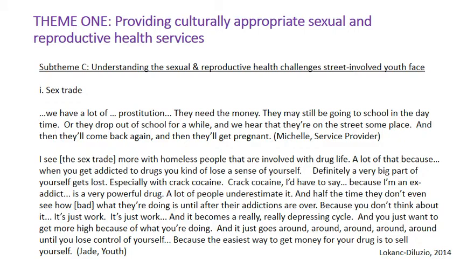Others may become involved in the sex trade to pay for their addiction. And you can see the quote by Jade there. She talks about getting involved in the sex trade to pay for drugs. She said, "I see the sex trade more with homeless people that are involved with drug life. A lot of that because when you get addicted to drugs, you kind of lose sense of yourself. Definitely a very big part of yourself gets lost, especially with crack cocaine." So she goes on to talk a little bit about her own experience.